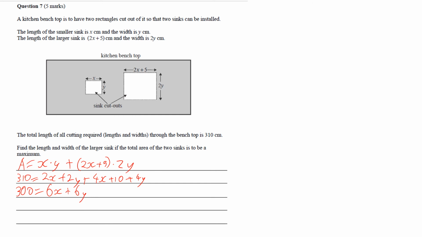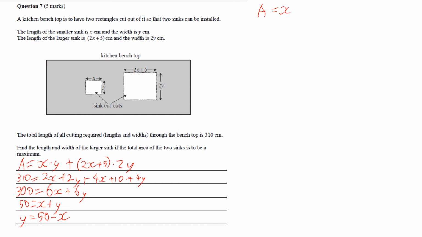Then let's rearrange this in terms of y, because then we'll have something that looks like y equals. We can substitute that into our area expression, and we'll just get an area in terms of x. So we'll divide both sides by 6. We'll get 50 is equal to x plus y. So y is going to equal 50 subtract x. Cool. So I'll rewrite it up here, and we'll substitute in y equals 50 minus x.